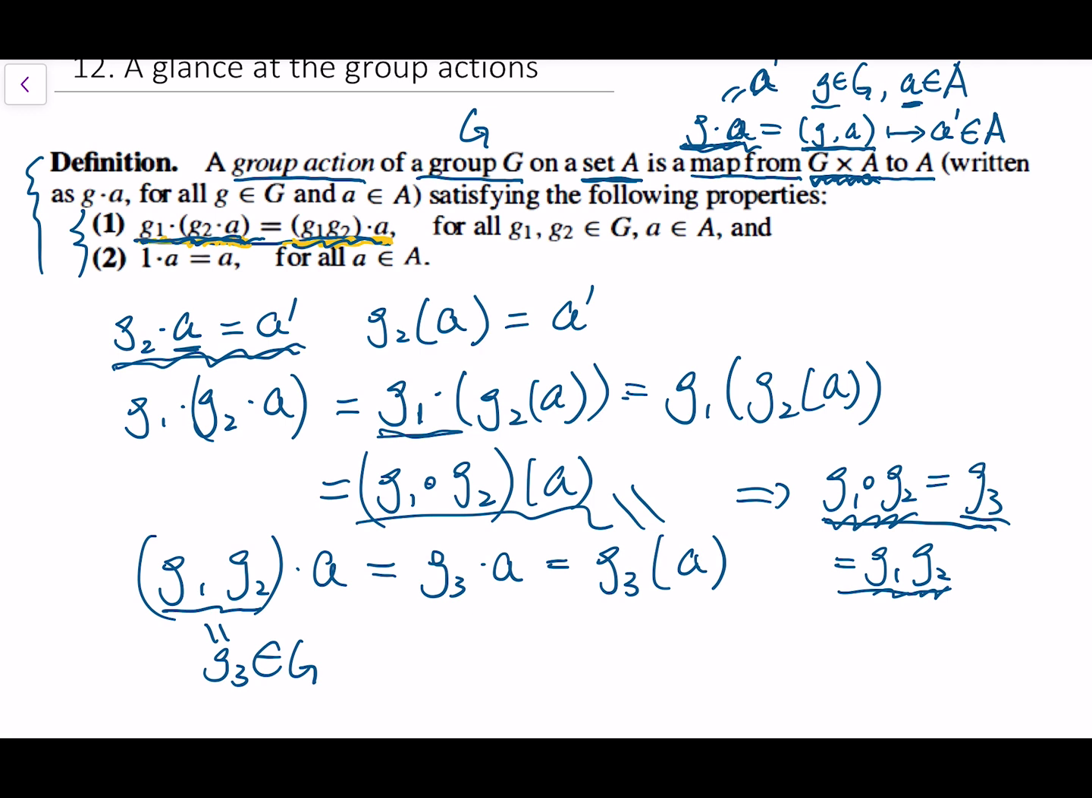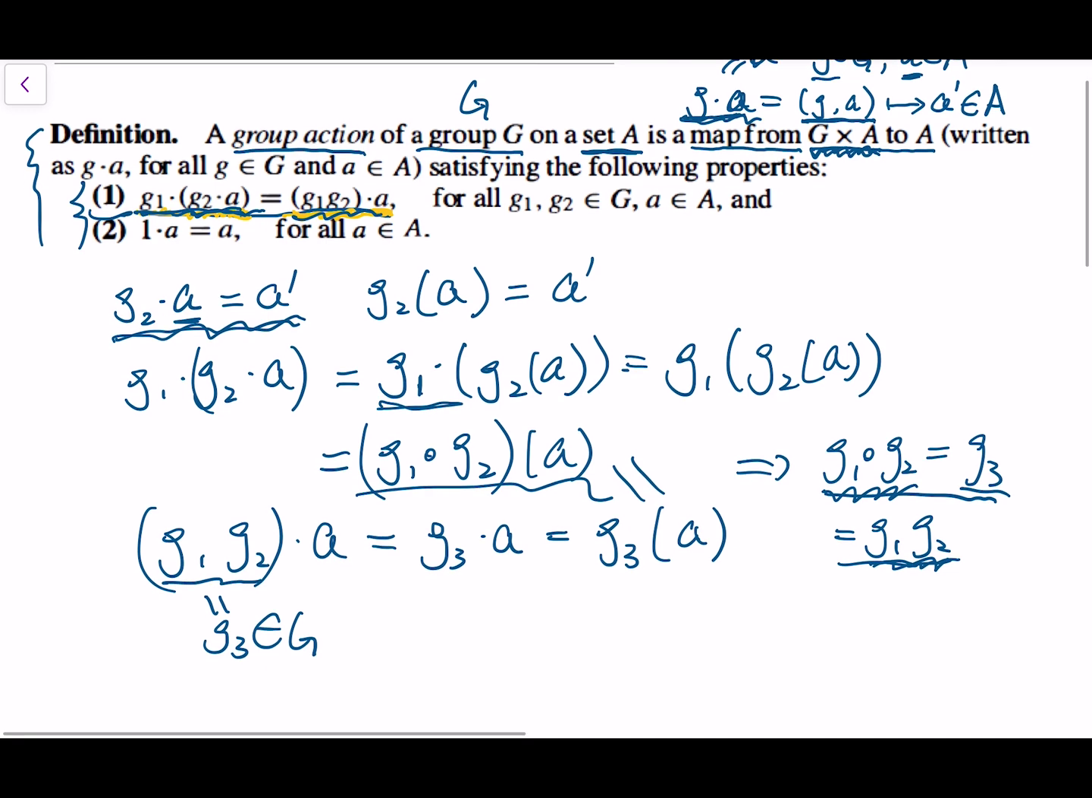So simply speaking, this first requirement requires us to have the group elements have the property that the group action between elements is equivalent to the composition of those elements when we consider them as maps. Okay, this is the first property.